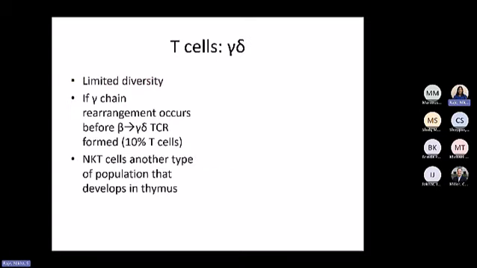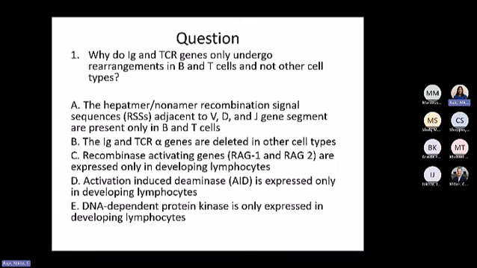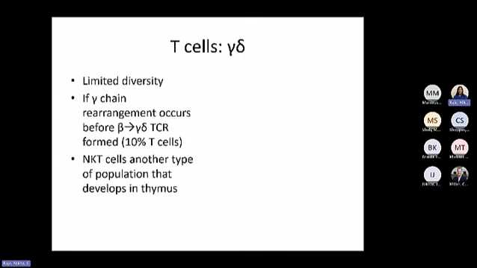Last couple of slides here. We talked about the alpha beta T cells. There are also gamma delta T cells with limited diversity, and initially the gamma chain undergoes rearrangement, and then the delta chain will do the same. These are about 10% of the T cells. There is also another type of cell called NKT cells that develop in the thymus.